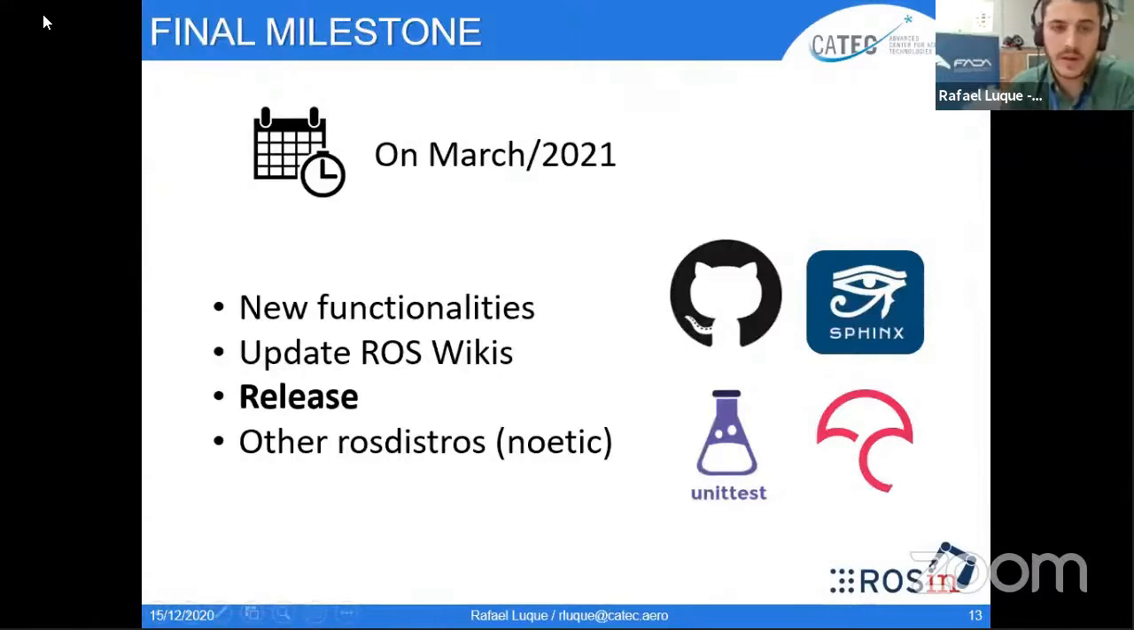So the final milestone of this project will be accomplished by the end of March 2021. In this milestone, new functionality will be added, and the ROS wiki pages will be updated with the new functionalities. Also at this milestone, we plan to release the ROS stack in both ROS Melodic and the other ROS distribution, Noetic.